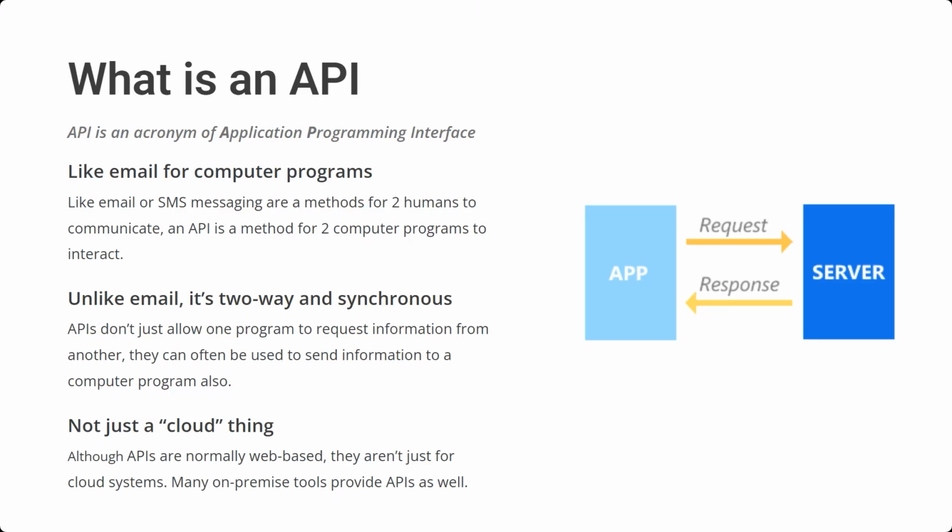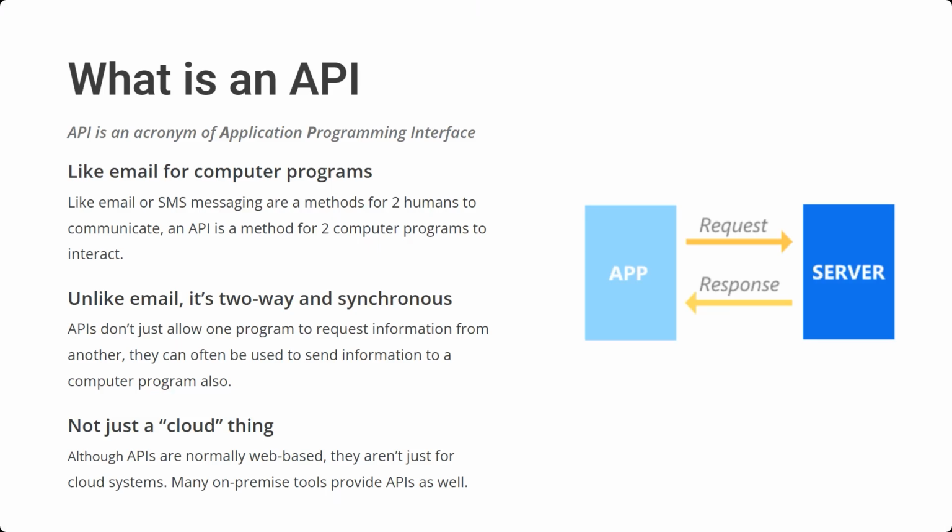So let's start with a few definitions. So what is an API? An API, as an analogy, you can think of it like an email where you have two people sending emails to each other. So APIs are something like that, but for computer applications, computer programs.